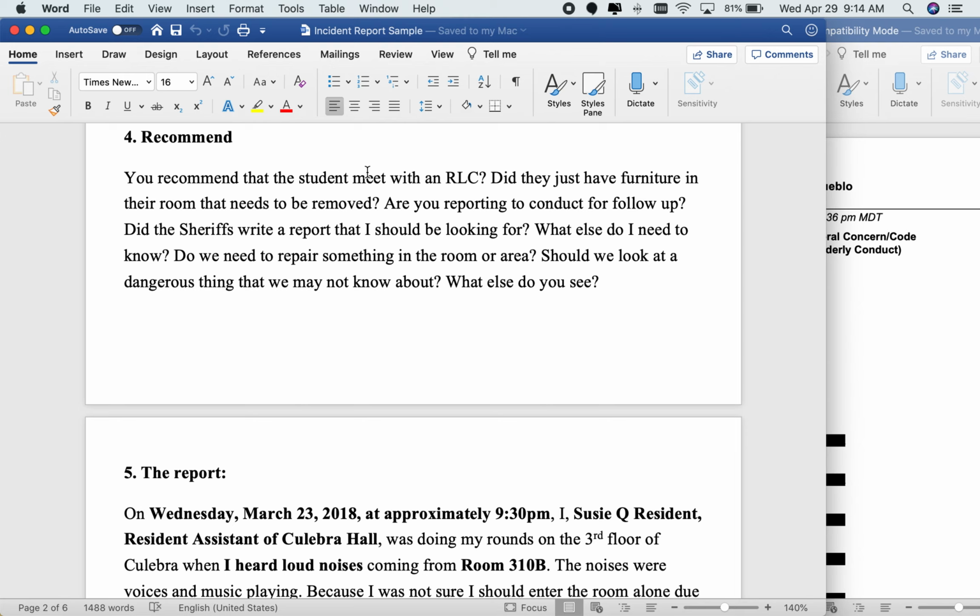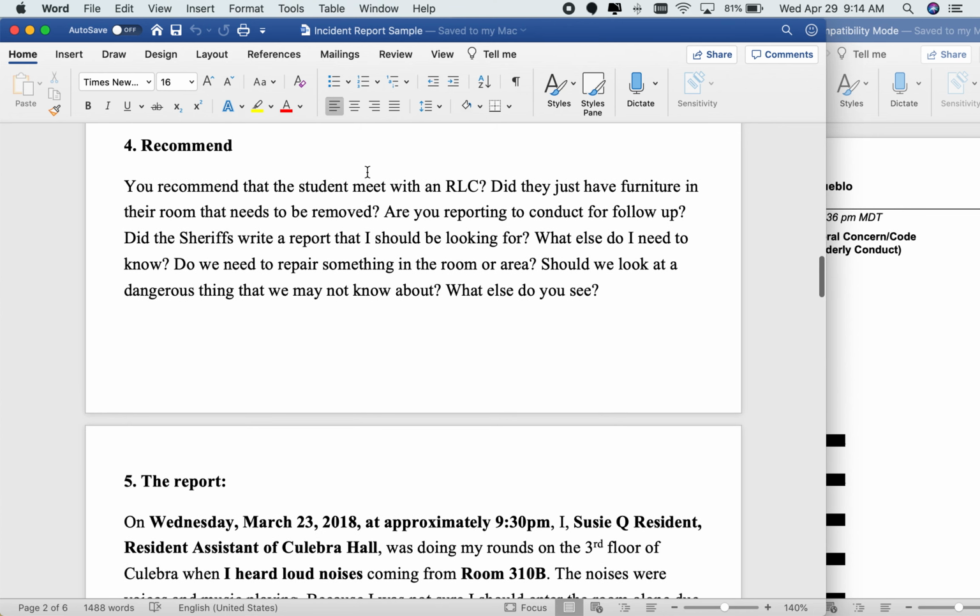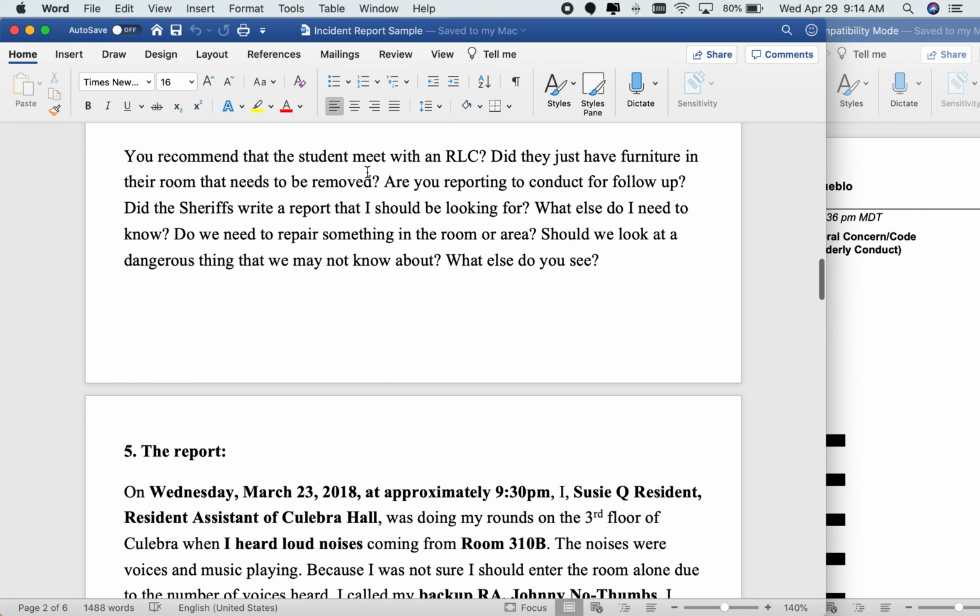Maybe you would recommend that the student meets with their RA to discuss further. Maybe you would recommend that I meet with the RA so I can get a clearer picture of the details. All of this information is super helpful, but just be careful. Remember, you're not recommending that the student goes to the counseling center because you think that they have a mental health issue. That's not your job to assess, right? This part is just to recommend what you think we need to do to follow up. Otherwise, we can use our own professional judgment to figure out if a student needs counseling, right?